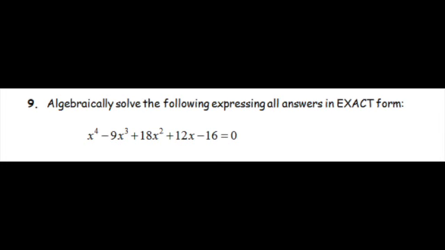Algebraically solve the following, expressing all answers in exact form. x to the fourth minus 9x cubed plus 18x squared plus 12x minus 16 equals 0.